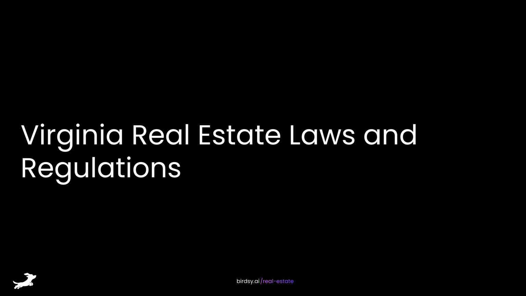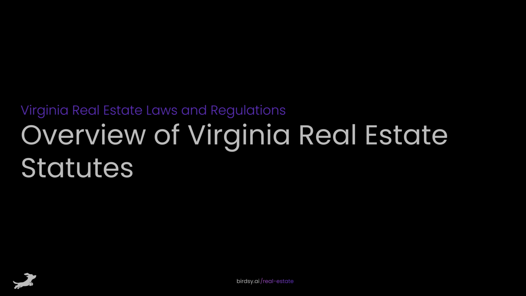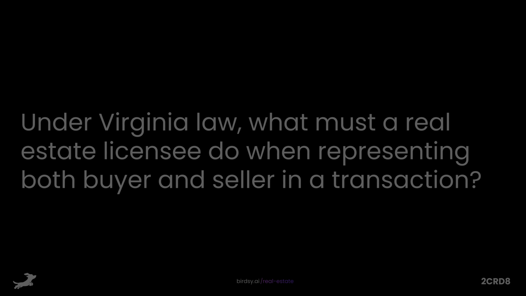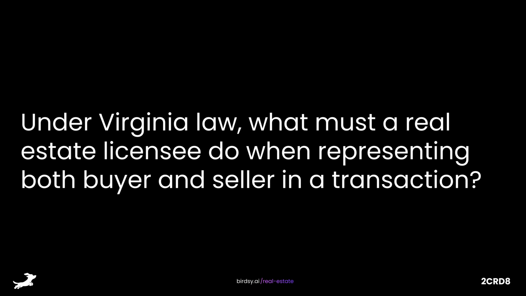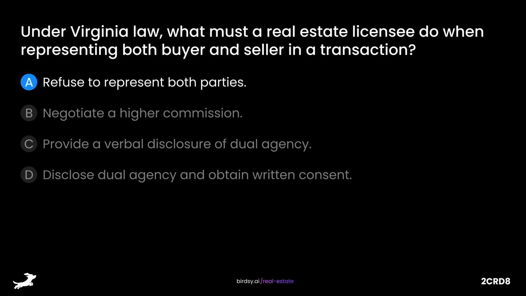Let's begin with a review of Virginia real estate laws and regulations. Starting with overview of Virginia real estate statutes. Under Virginia law, what must a real estate licensee do when representing both buyer and seller in a transaction? Is it A, refuse to represent both parties, B, negotiate a higher commission, C, provide a verbal disclosure of dual agency, or D, disclose dual agency and obtain written consent?